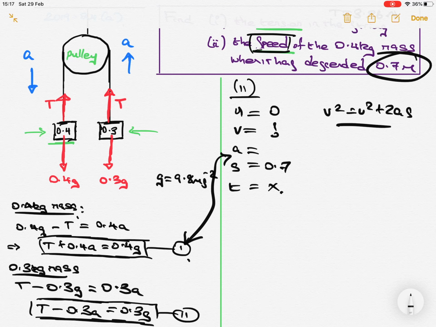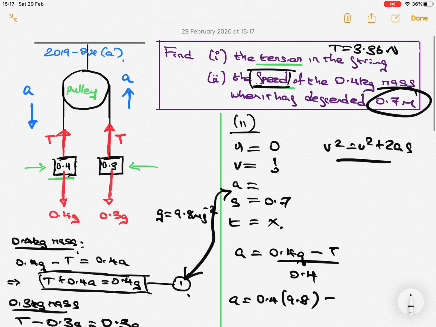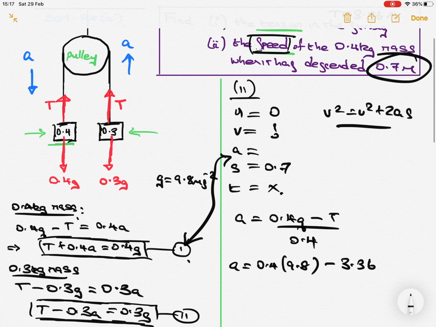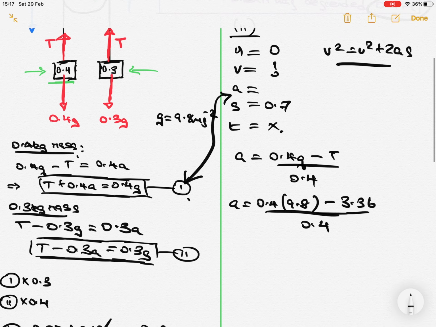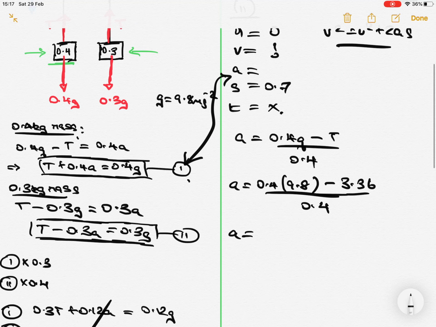If we rearrange the first equation, a will be equal to 0.4g minus t, all divided by 0.4. Now when you work that out, a is equal to 0.4 by g. Well, g is 9.8, minus t. What's the t value? Well, we worked it out earlier on, it is 3.36, all divided by 0.4. 0.4 by 9.8 is 3.92. So it's 3.92 minus 3.36, all divided by 0.4.